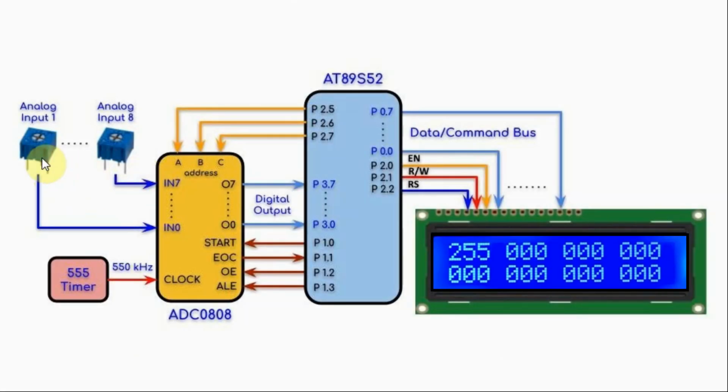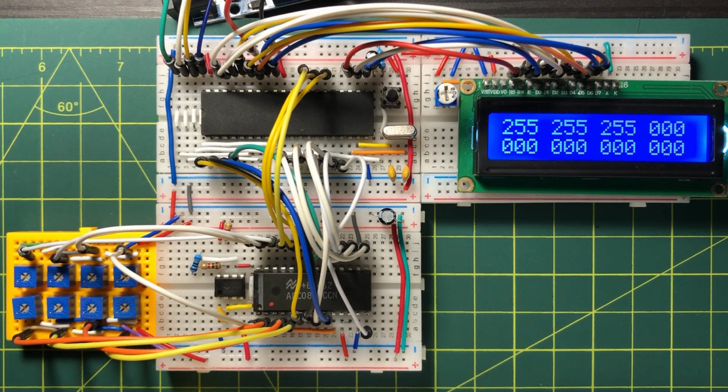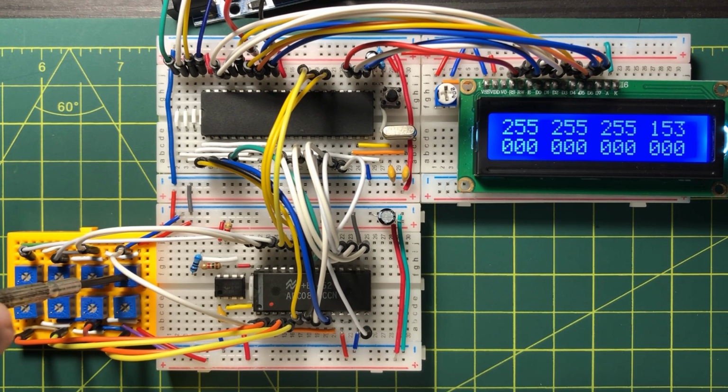The digitized values of the 8 analog inputs are displayed on this LCD screen. The first row shows us the analog inputs 1 to 4, and the second row gives us the analog inputs from 5 to 8. In this demonstration, we increase the input voltage of each pot and observe on the LCD screen the 8-bit integer value, which is between 0 and 255.